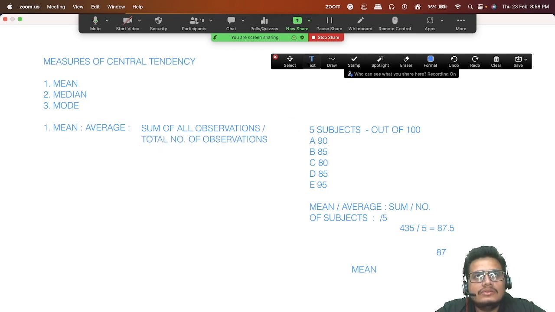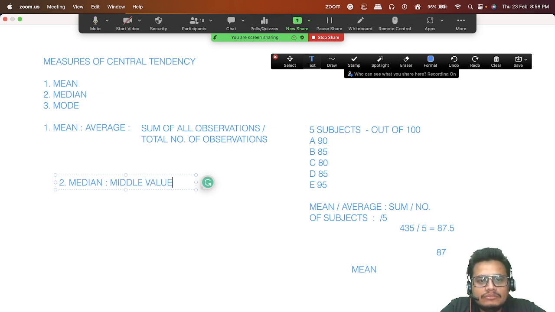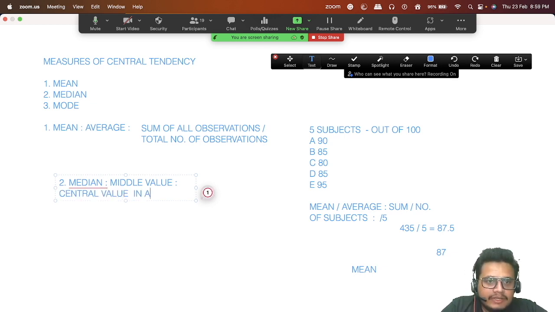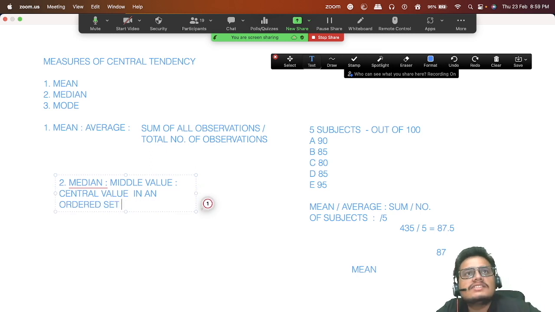So now let's discuss the second measure of central tendency, that is median. Now what is median? Median, as the name suggests, is the middle value, or you can say the central value in an ordered set. Ordered means when we arrange in ascending or descending order, that is an ordered set.